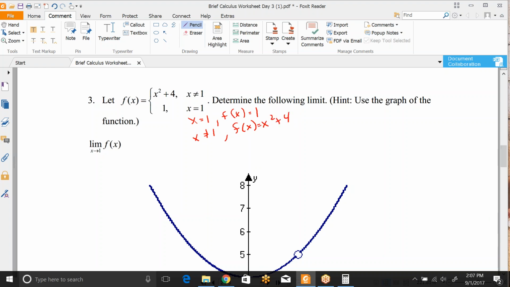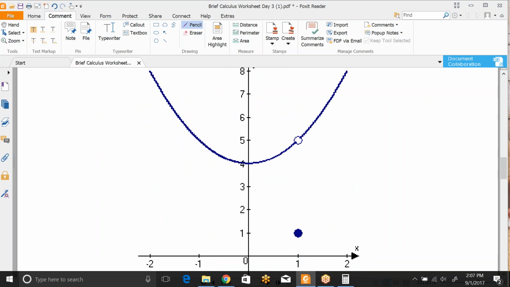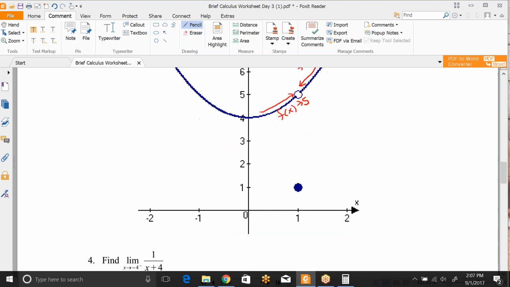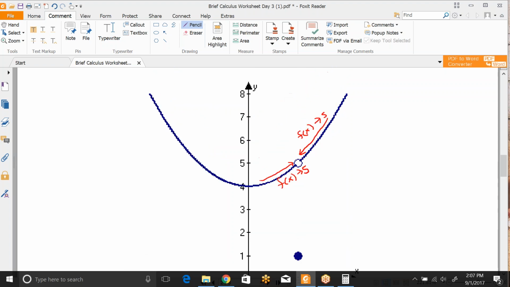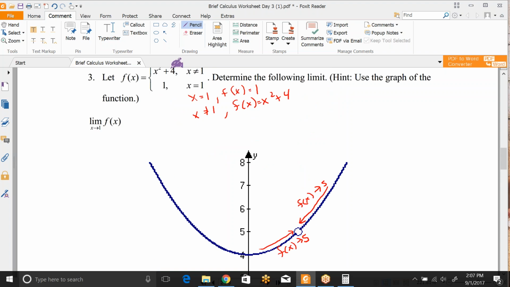Now, we have a picture below, and we want to know the limit as x approaches 1. Notice this point's not in the graph spot, it's way down here, but from the left, this is approaching a height of 5. f of x is approaching 5. And from the right, f of x is also approaching a height of 5. It's just coming down instead of going up. So just because the point's not there does not mean the limit doesn't exist. The limit is what is this approaching? So the limit as x approaches 1 from both sides agrees that it is 5.